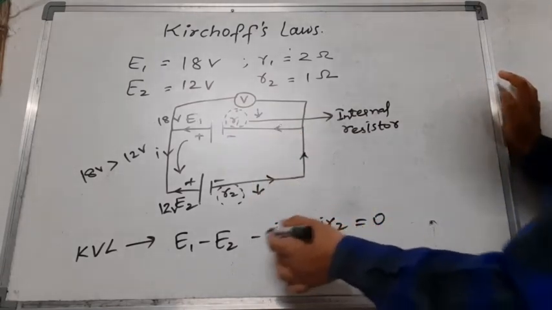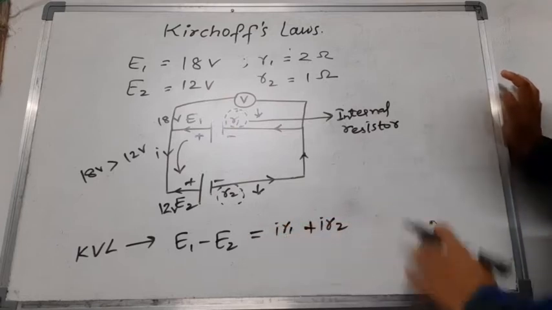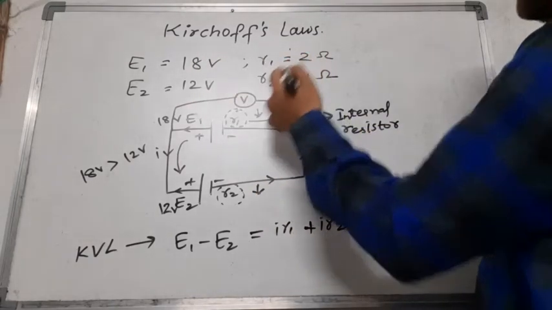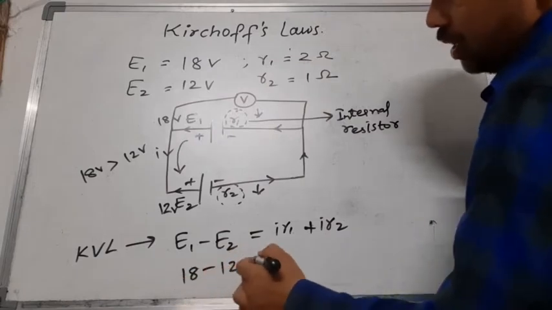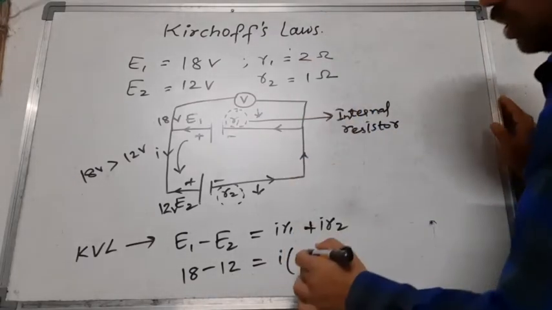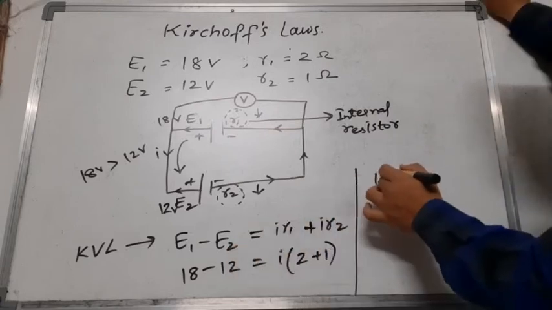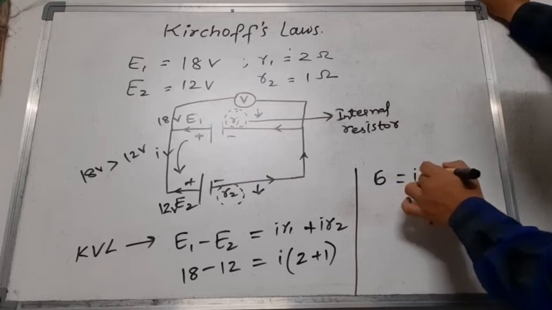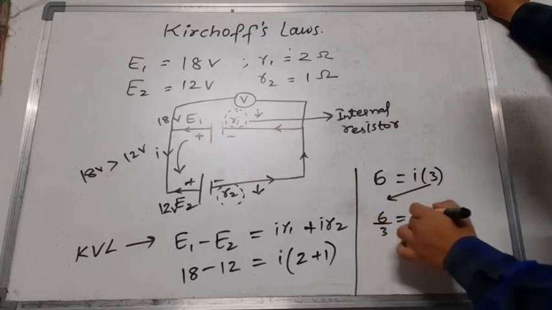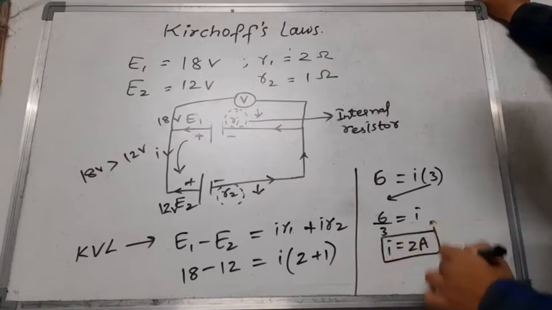Now take these two terms to the other side of the 0, and they will become plus. Now substitute the values. We get 18 minus 12 equals I of R1 plus R2, that is 2 plus 1. 18 minus 12 is 6, so 6 is equal to I into 3. Now cross multiply: 6 by 3 is equal to I. Therefore I is equal to 2 amps. So 2 amps of current is flowing through the circuit.